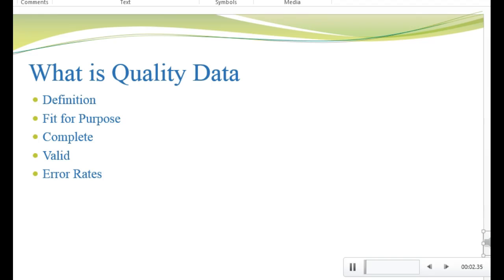So how do we know what quality data is? There's no regulatory definition of quality data. In general, the drug development industry expects that quality data is going to be fit for purpose, it's going to be complete, it's going to be valid, and it will have an acceptable error rate. Fit for purpose means the data can be used in the analysis and decision-making process. You have the data you need to make the decision. In other words, that data is going to allow you to answer the questions outlined in the protocol.